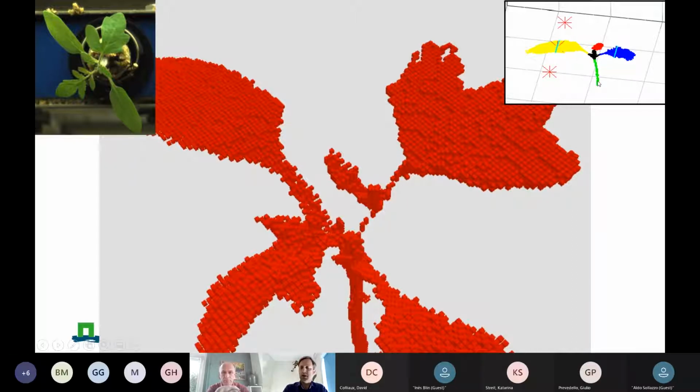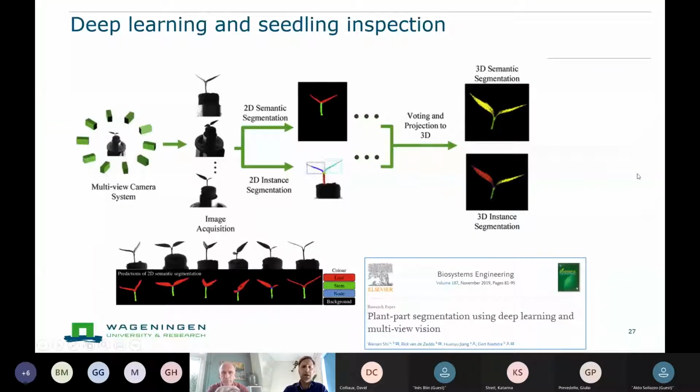So this is actually the outcome of the algorithm. We are constantly trying to optimize algorithms to figure out what the plant parts are. In this case, the color indicates the type of plant part: stem, leaf 1, leaf 2, leaf 3. And this is also where the AI comes in, because you can imagine that this is something that you could train.